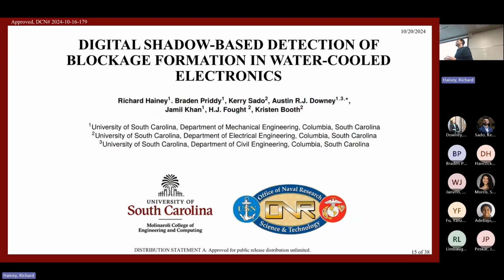Now, my first foray into digital twin technology was creating a digital shadow. A digital shadow, as I mentioned earlier, only has data transfer from the physical system to the digital system, and no data transfer vice versa. So this paper, which, as I mentioned, will be presented at IMEC in the coming month, is digital shadow-based detection of blockage formation, vertical electronics.